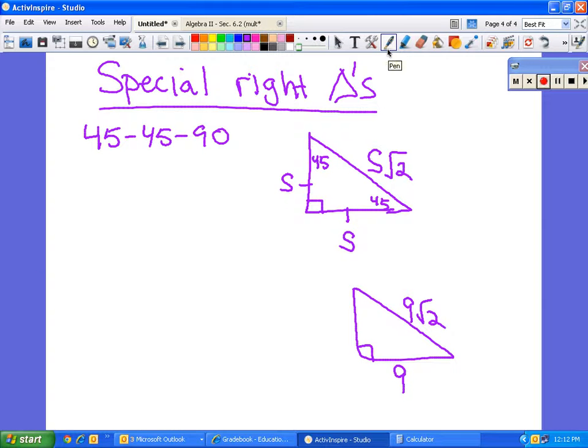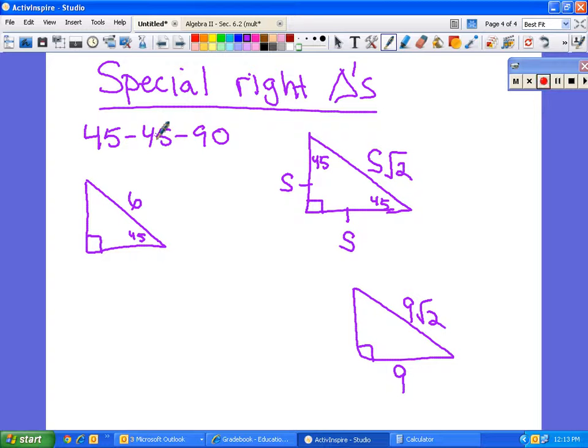All right, now, so finding the hypotenuse is easy. What if, though, I give you the length of the hypotenuse and I want to know the length of the side? Not so easy. So here's my triangle. I'm told that the length of the hypotenuse is 6. And remember, these are 45 degree angles, so we're dealing with a 45, 45, 90 right triangle.